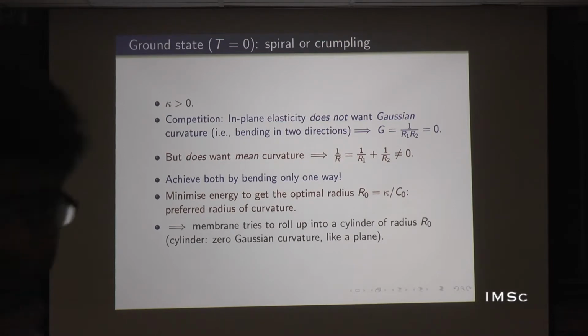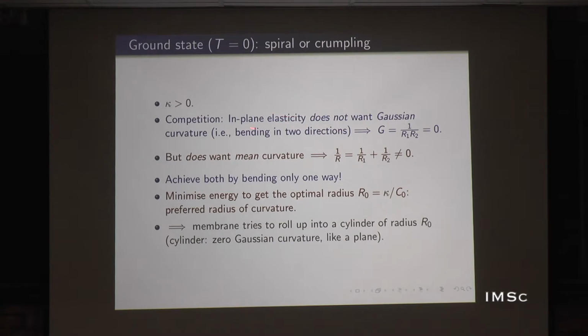So, what is the ground state? There are two possibilities in the ground state at T equal to 0. The claim is that it will be in a spiral state or it will be crumpled already at T equal to 0. Remember, for symmetric membranes, crumpling can occur only at high temperature, because that is the way you can maximize entropy. Here, the crumpling can occur already at T equal to 0. So, let us first assume that the bend modulus is positive, which is the simpler case.